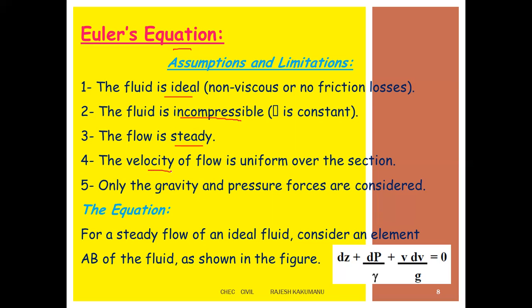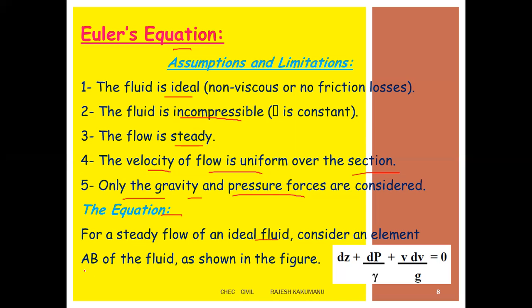Fourth, the velocity of flow is uniform over the section. So whenever the fluid is flowing in any section, the velocity of the fluid is uniform. Next, only the gravity and pressure forces are considered whenever you are using the Euler equation assumptions.